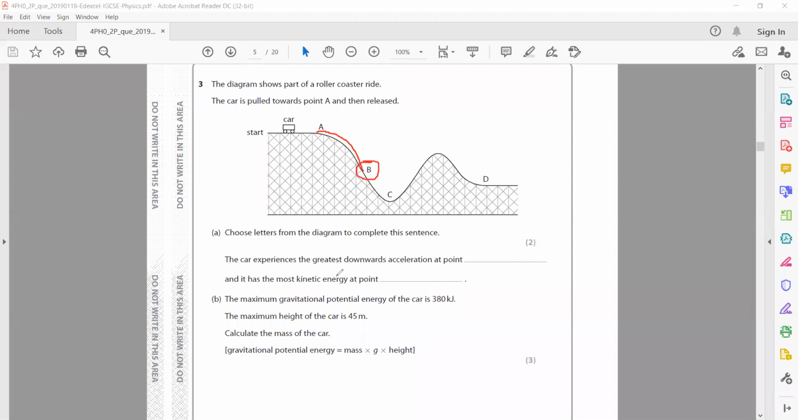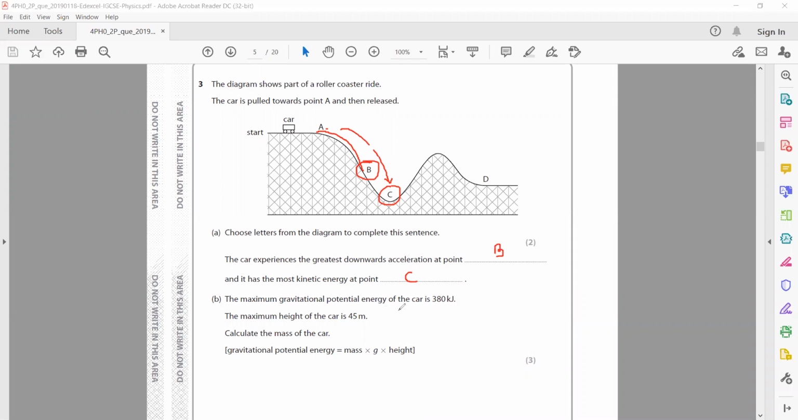acceleration. And at which point the most kinetic energy? Most kinetic energy, because the potential energy transformed into kinetic energy, maximum amount, at point C. So this was B, the greatest downward acceleration at B, and it has the most kinetic energy at point C.